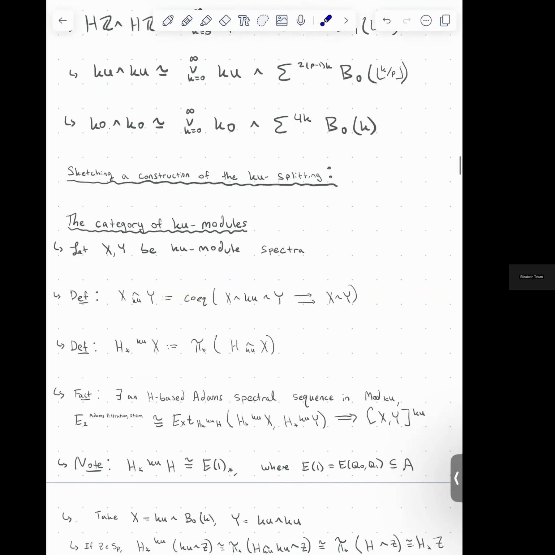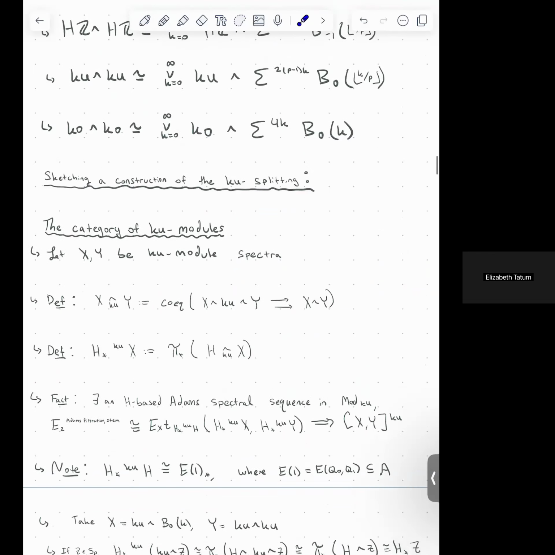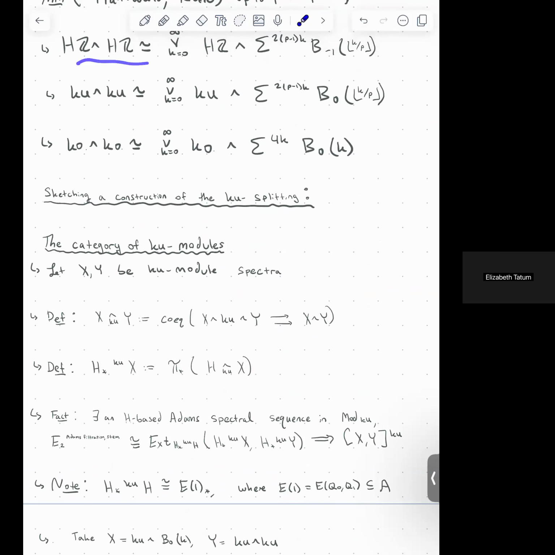Okay, so I want to sketch a construction of this KU splitting. And I should say the HC smash HC splitting is very similar, but a lot easier. It's a nice form of example, and then KO smash KO is also similar, except in the opposite direction. It's computationally more difficult to deal with.